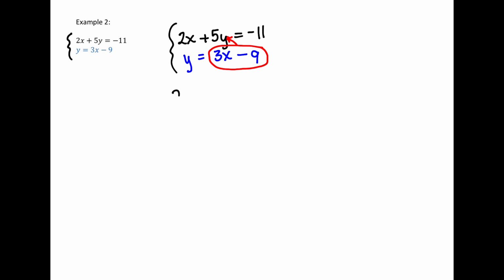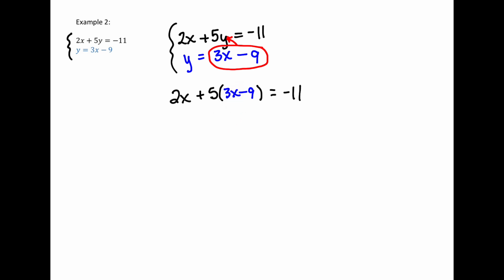Okay, so I'm going to take the first equation, because that's what I'm substituting into, and all of y, which is 3x minus 9, has to be times by the 5, like it was here. 5 times y, but y is all of this. So there we go. And that's equal to negative 11. We're down to only one variable, just x. So now we're going to solve it for x.